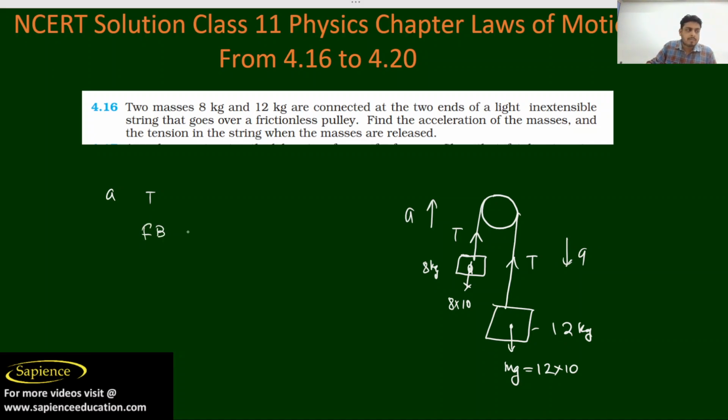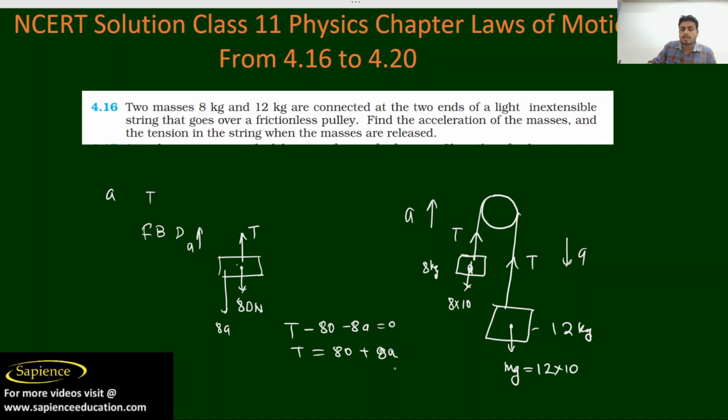Free body diagram for the mass 8 kg. So this is your 8 into 10, that is equal to 80 Newton, acting downward. Tension is acting upward. Since acceleration is upward, there will be mass into acceleration, that is 8 into A, acting downward. So from here we can write tension T minus 80 Newton minus 8A is equal to 0, or tension T is equal to 80 plus 8A.